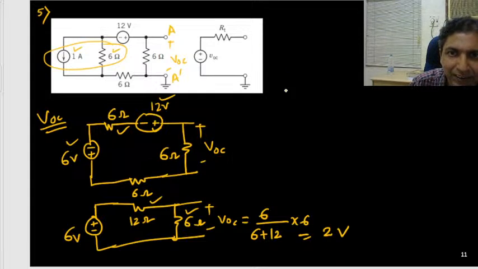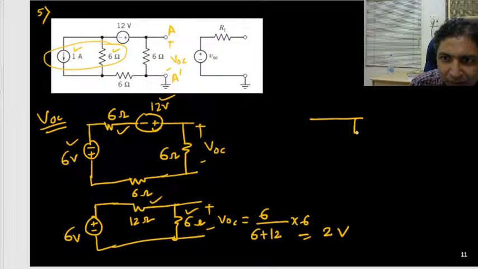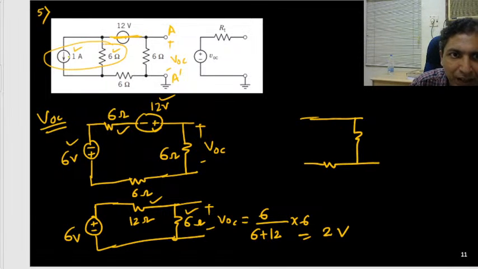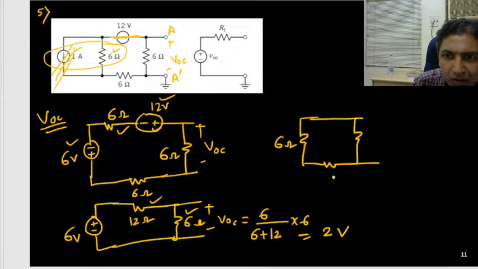And what is the RT? RT means you need to remove all the independent sources. Voltage source should be replaced by 0 potential, meaning short circuit. This is your resistance, this is your resistance. I have replaced this part, it is shorted, and this part we need to remove. So I have only this one. This is 6 ohm, this is 6 ohm, and this is 6 ohm.